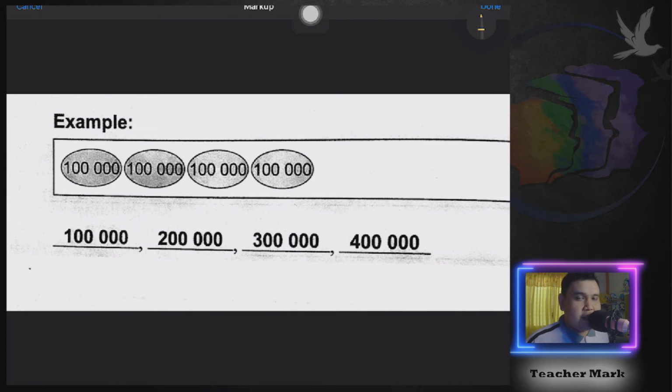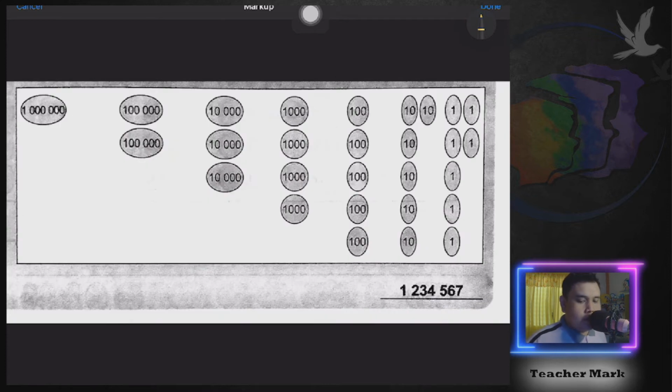It's just that we have increased our place value from 10,000s to 100,000s. Given 1, 2, 3, 4 units of 100,000, all you have to do is skip count until you reach the 4th unit. So that's 100,000, 200,000, 300,000, 400,000.